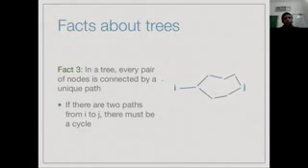Another consequence of all these definitions is that between any two vertices in a tree, there can only be one unique path. So supposing there are actually two paths. Let us look at two vertices here. We have drawn them as i and j, and suppose there are two paths.